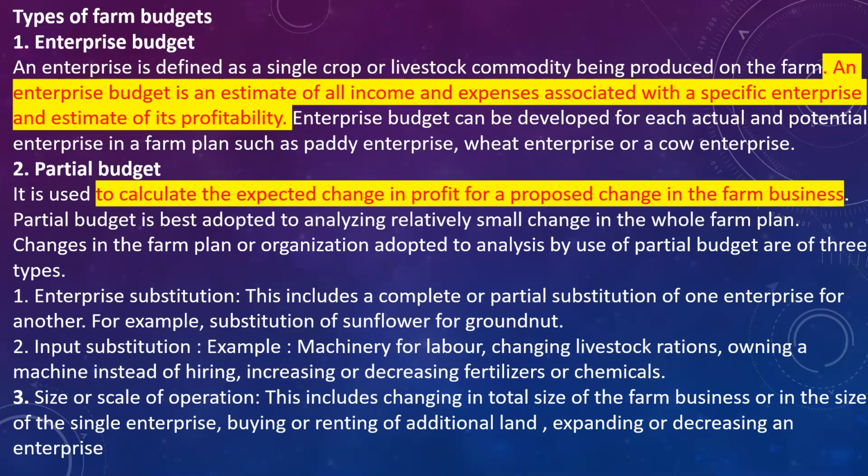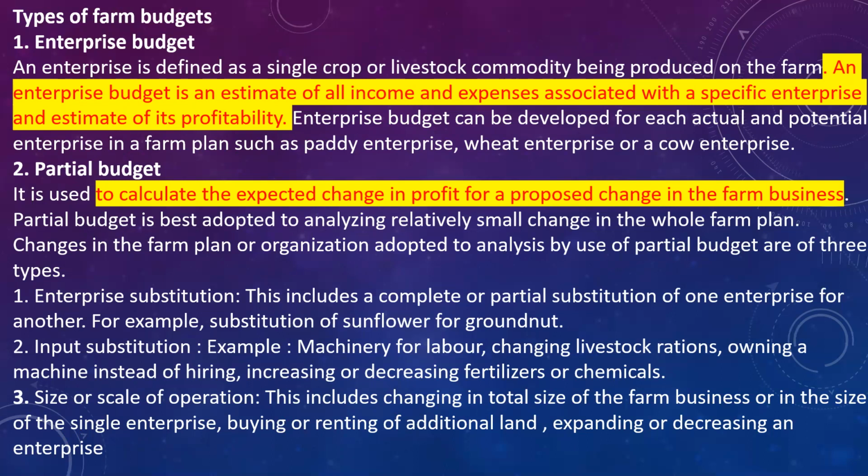The second one is input substitution. Here, if you are substituting one input for another, for example machinery for labor, or increasing or decreasing the rate of fertilizer or chemicals, or instead of owning the machine, you are hiring a machine, then in such cases, to find out the change in profit, we use the partial budget.